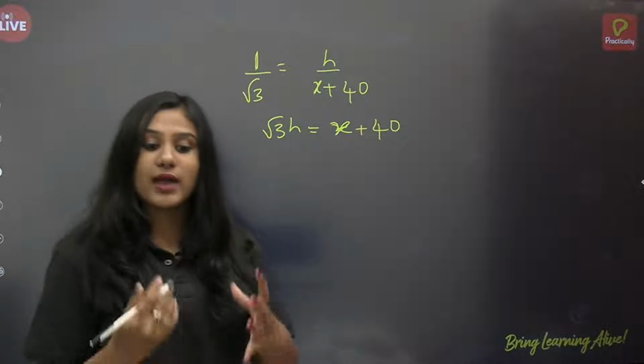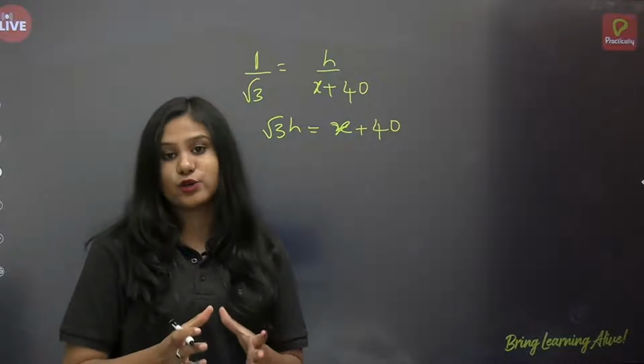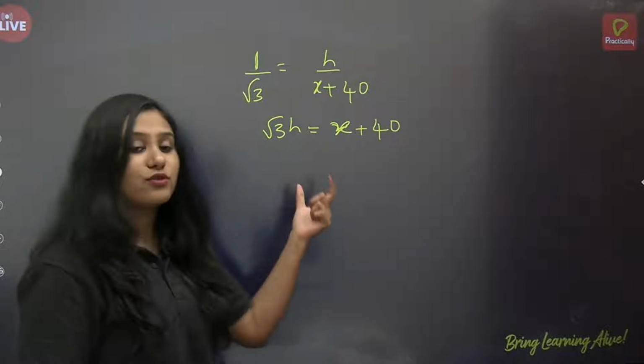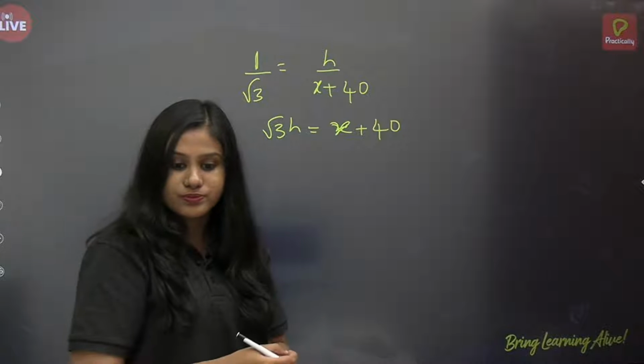But now, what do we have to calculate? We have to calculate the height of the tower, correct? So, we have to substitute the value of x in terms of h.